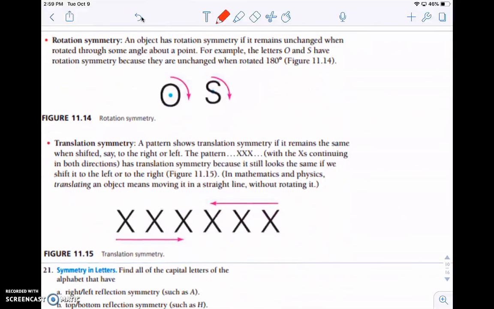Rotational symmetry. An object has rotational symmetry if it remains unchanged when you rotate it through some angle and a point. So the angle is important, and the point is also important. If we look at our letters, O has rotational symmetry, S also has rotational symmetry, and both of them would remain unchanged after a 180-degree rotation. You wouldn't be able to determine which one had a rotation and which one didn't.